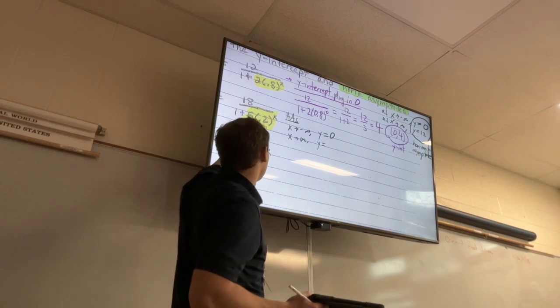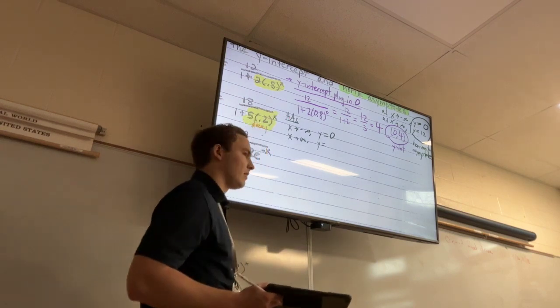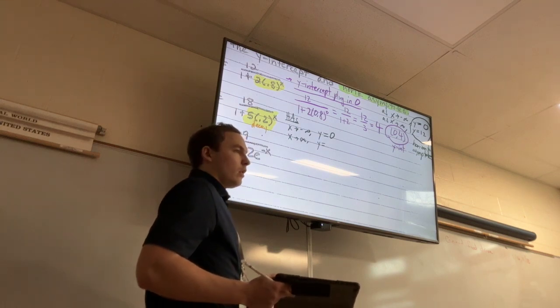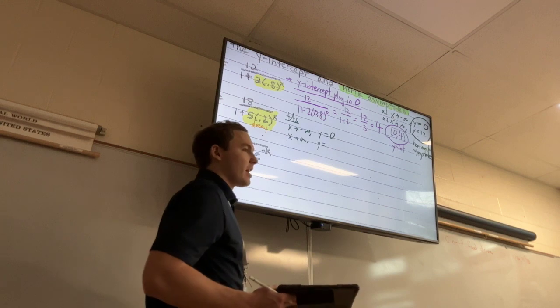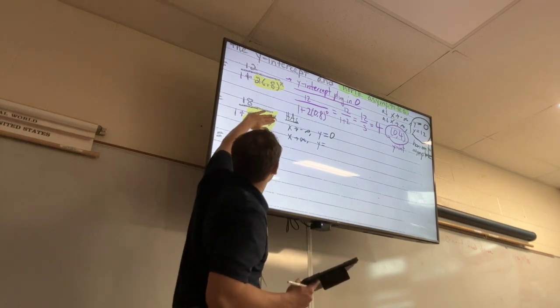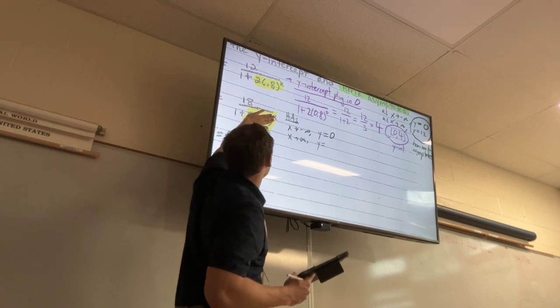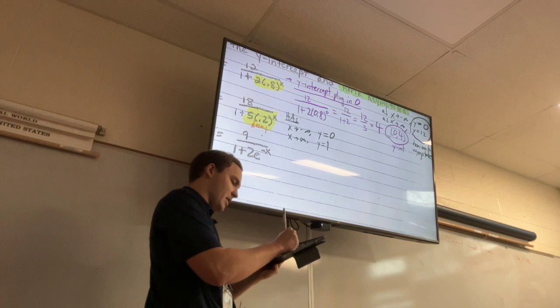So let's think about this. The yellow part. What does that do as x goes to positive infinity? Goes to 0. So if that goes to 0 as x goes to the right forever, that just goes away. And then what are we left with? For y, 18. Yeah. Are you guys feeling okay about this?